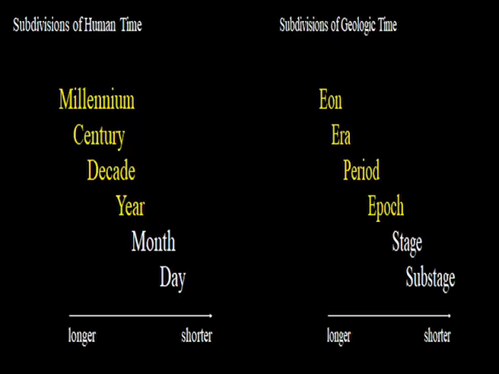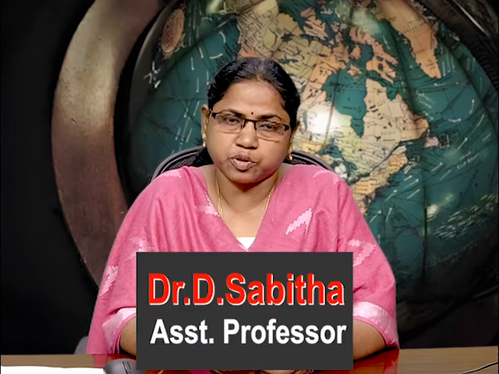What is Earth's history? According to human life, we study the history of human, or we study in terms of millenniums. A millennium is 1000 years, a century is 100 years, and a decade is 10 years, then years, months, days, and further time units. In the history of Earth, we study in the form of eons, eras, periods, epochs, stages and substages. So here we are trying to study the evolution of Earth right from its birth till date.